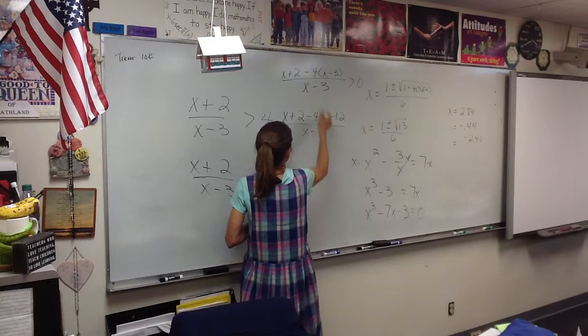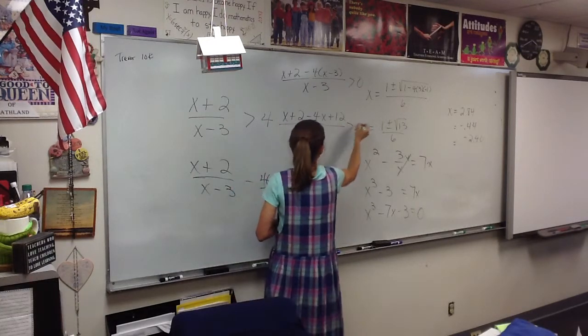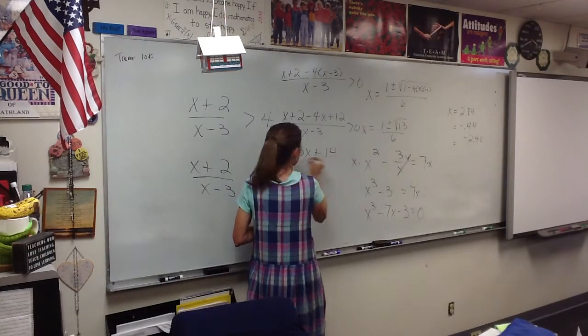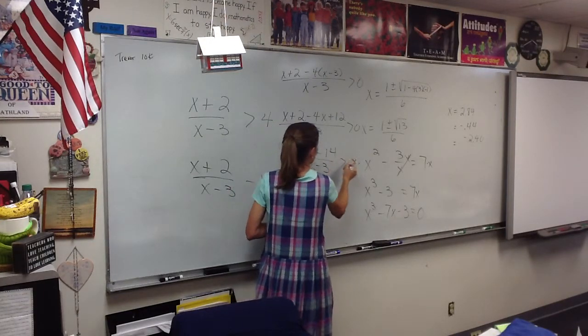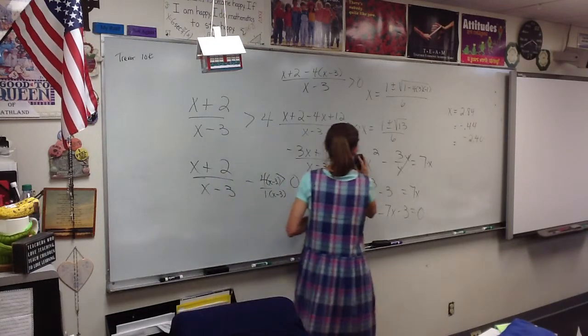Don't forget when you distribute the negative 4, that becomes a positive. So I have negative 3x plus 14. Does that look right?